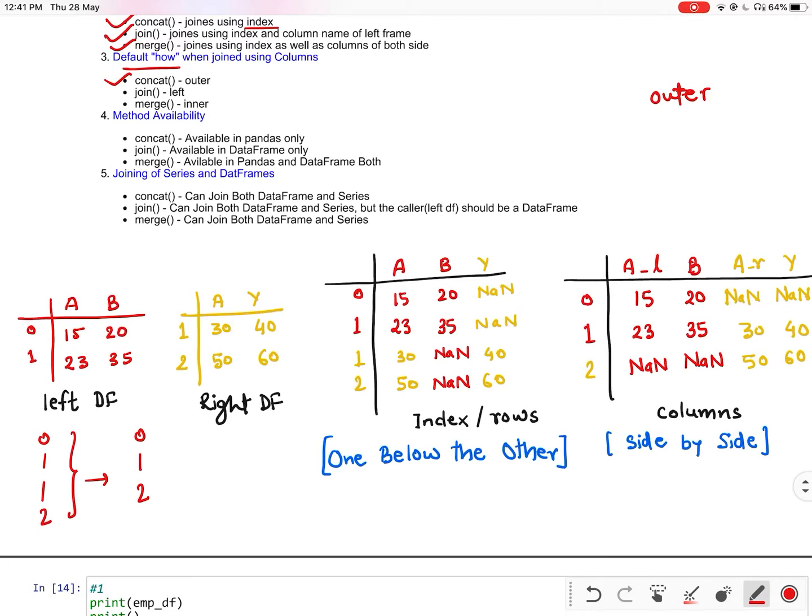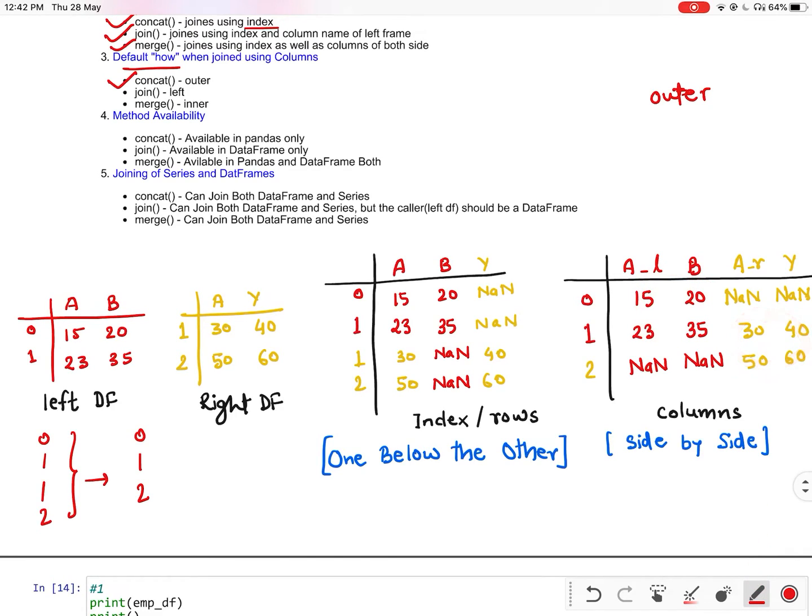So this is when we join using concat. Consider this again, third point. When we join using concat, the default way of joining is outer. Default way outer means all the data from both the sides will come.